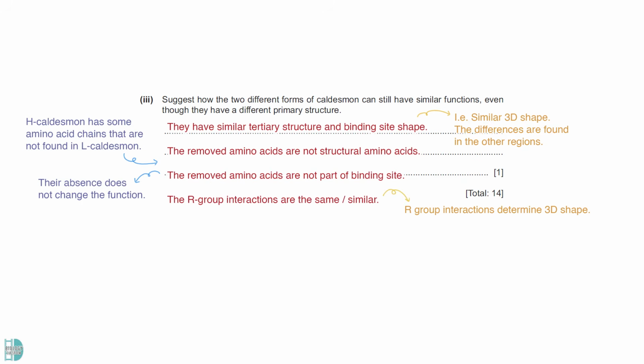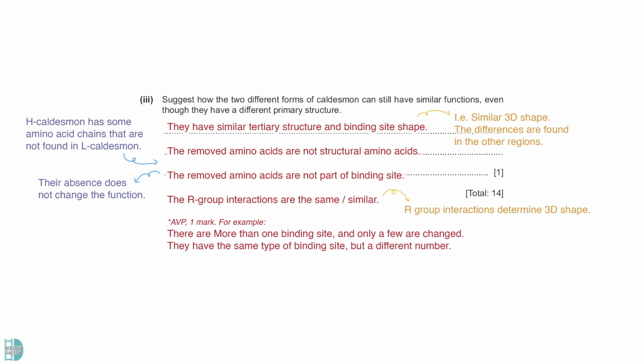Besides, proteins with different primary structures may have very similar R-group interactions, resulting in a similar 3D shape despite not being identical. There is a mark for AVP. Maybe they do have some differences in some of the binding sites, but there are still some very similar ones. Or maybe the difference is the number of binding sites they have, not the types.